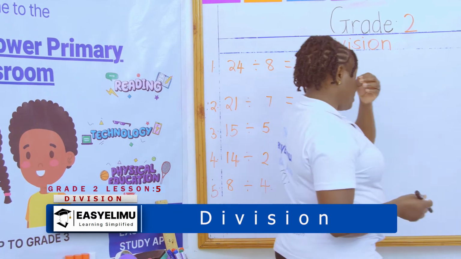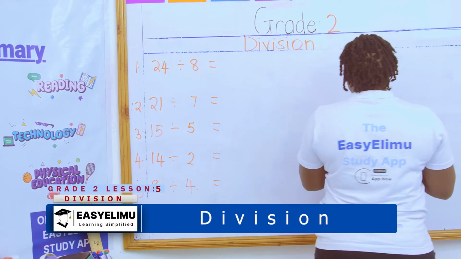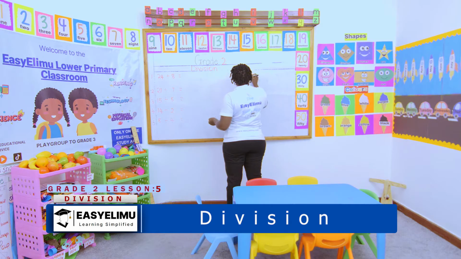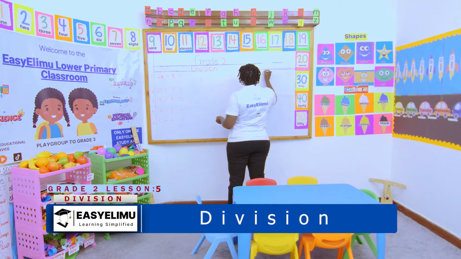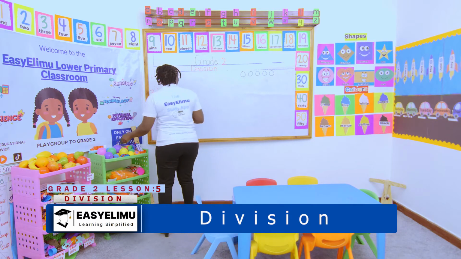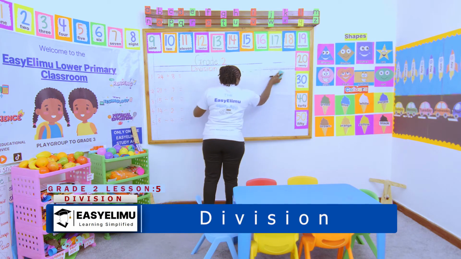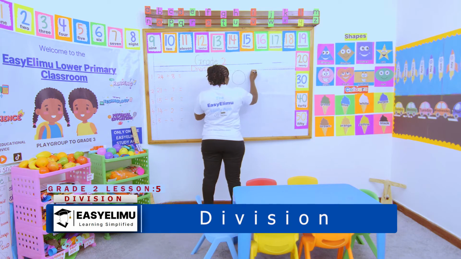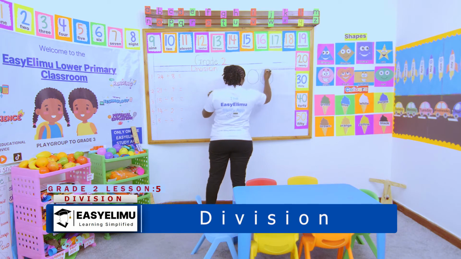Now, I have 24 divided by 8. Assuming these are my 24 apples and I'm supposed to divide them among 8 people, how many will each get? Another method, another way for those who prefer it this way: these are 8. How many? 8.